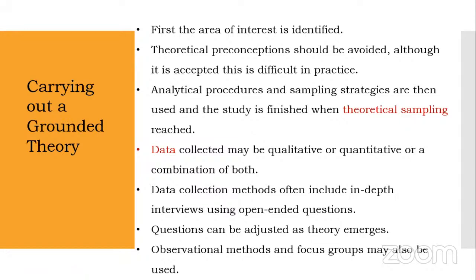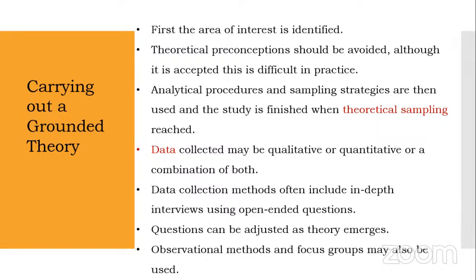Then we have to make sure that theoretical preconceptions are avoided. Although it is accepted that this is difficult in practice. Okay, so sometimes it happens that such kind of preconceptions might be influencing our understanding of the process of the research, but as much as possible, it is important that we should be avoiding theoretical preconceptions in this case. Then analytical procedures and sampling strategies are studied and used, and the study is finished when theoretical saturation is reached. Okay, I already explained what is theoretical sampling.